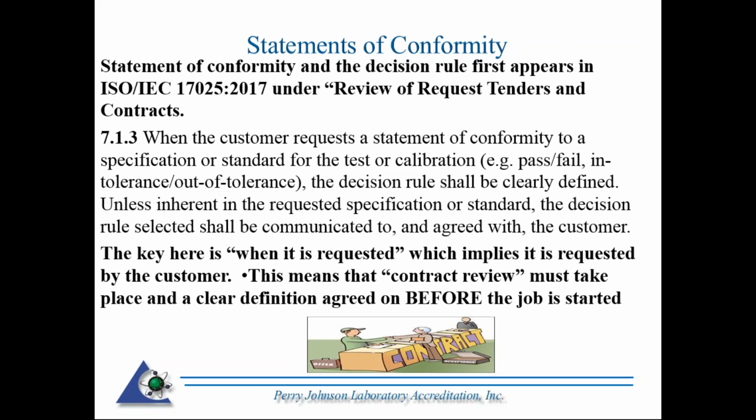The requirement specifies when the customer requests a statement of conformity to a specification or standard for the test or calibration, again, pass, fail, in tolerance, out of tolerance, the decision rule, and this is during the contract review, the decision rule shall be clearly defined unless inherent in the requested specification or standard. And the decision rule selected shall be communicated to and agreed with the customer. So the key here is when it is requested, which implies it is requested by the customer. This means that contract review must take place and a clear definition agreed on before the job is started.